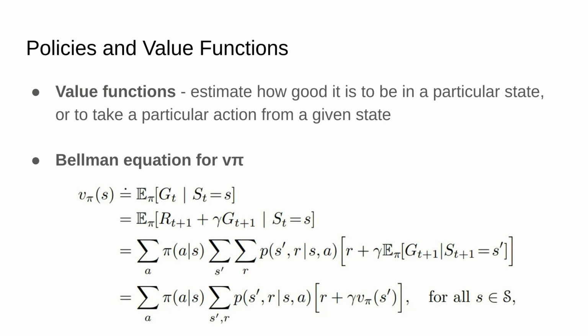Similar to the state value function, we can also use an action value function Q, which returns the value of taking a particular action from a given state, instead of just the value of that state itself.